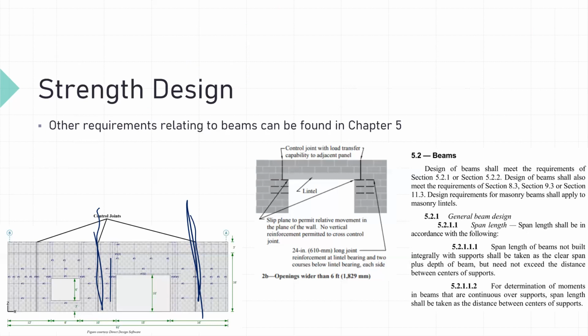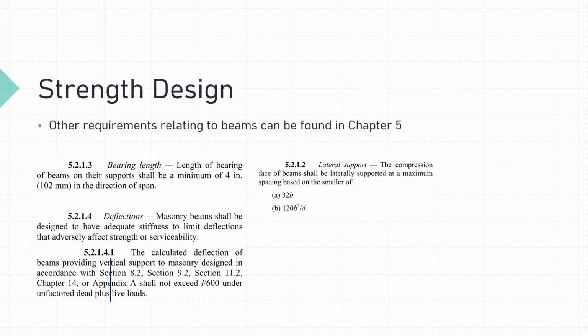So again, if we're using knockout units or bond beam units, we're 4 inches from the bottom of those units. So that's in here as far as our general beam design span length. Span lengths not built integrally with supports would be if we had control joints on both sides. So we are not integral with supports. If we are integral with supports, typically we can use it as maybe our clear span, and be a little bit conservative. If we have continuous, then it would be taken as the distance between centers of supports as well.